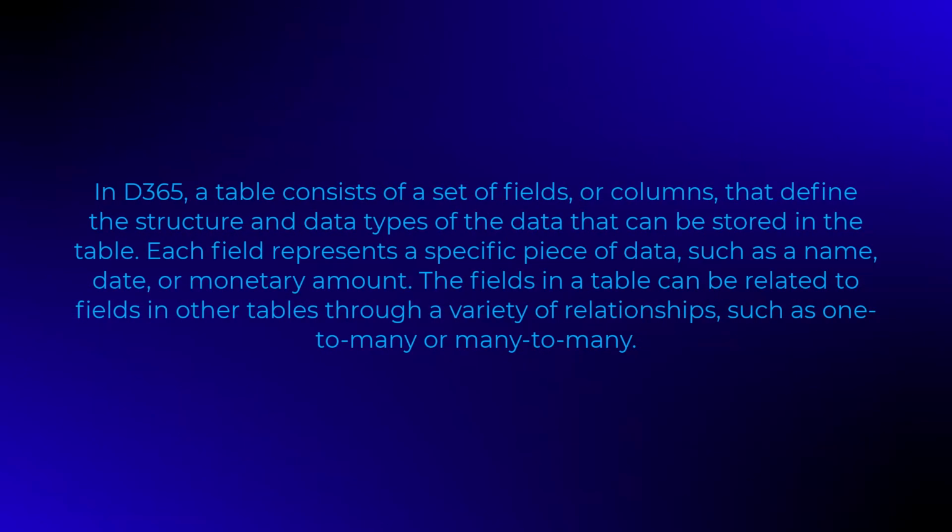In Dynamics 365, a table consists of a set of fields or columns that define the structure and the data types of the data that can be stored in a table. Each field represents a specific piece of data such as a name, date, or monetary amount. The fields in a table can be related to fields in other tables through a variety of relationships, such as one to one, one to many, many to many. This kind of relationship they can have.